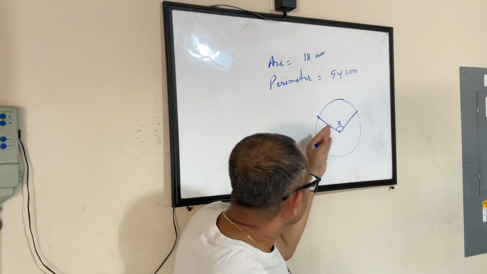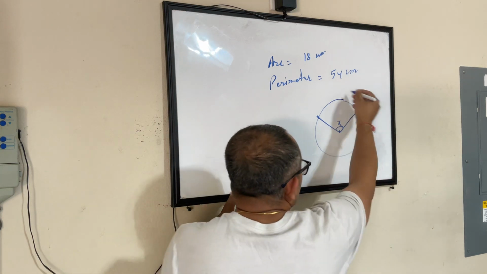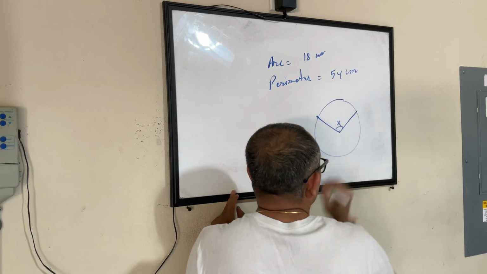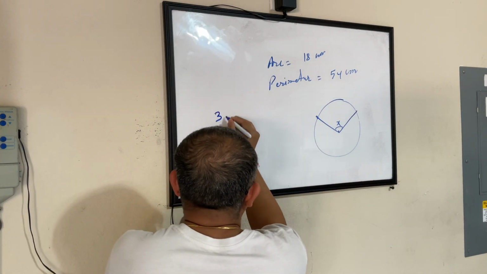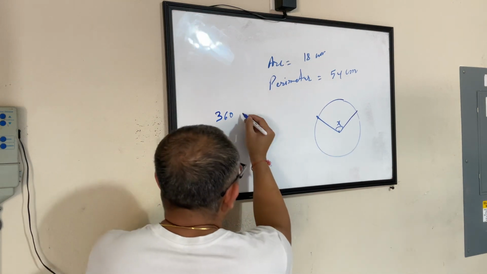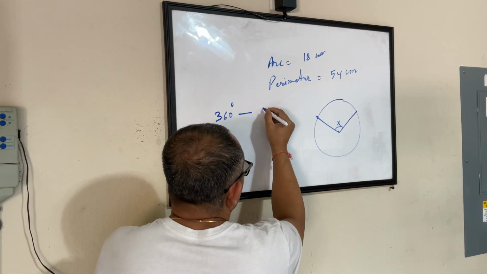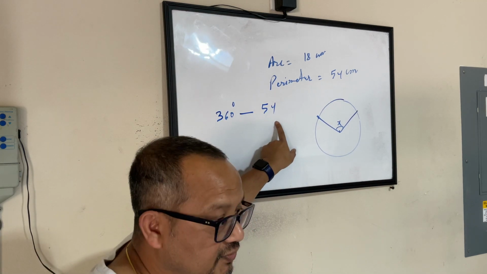Now, as soon as you see this, you say, okay, fine. I have the total perimeter given and I have this thing also given. So, let me just find out this angle. If I was talking about the entire perimeter, I was talking about 360-degree angle, which is 54. 360 degree was making 54.